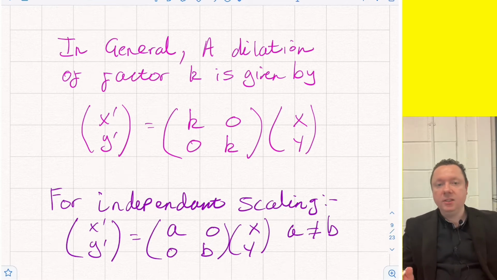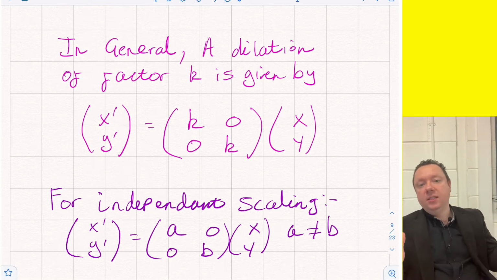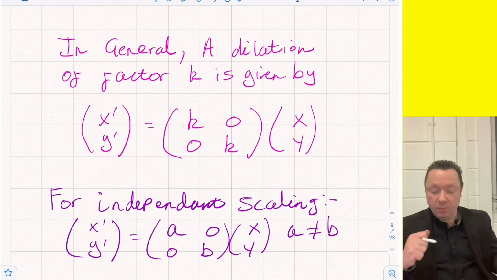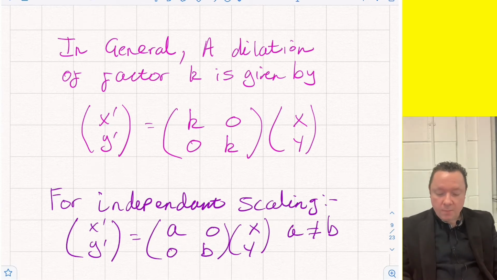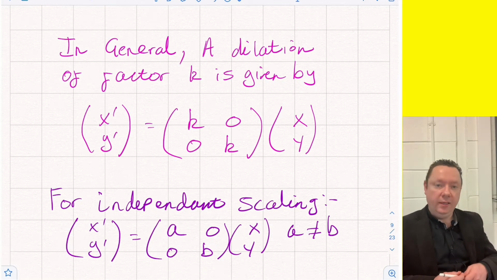Now obviously we could have independent scaling where we times the x by some number and the y by some other number. If that was the case, our image would just be a, 0, 0, b times x, y, but a does not equal b in that case.